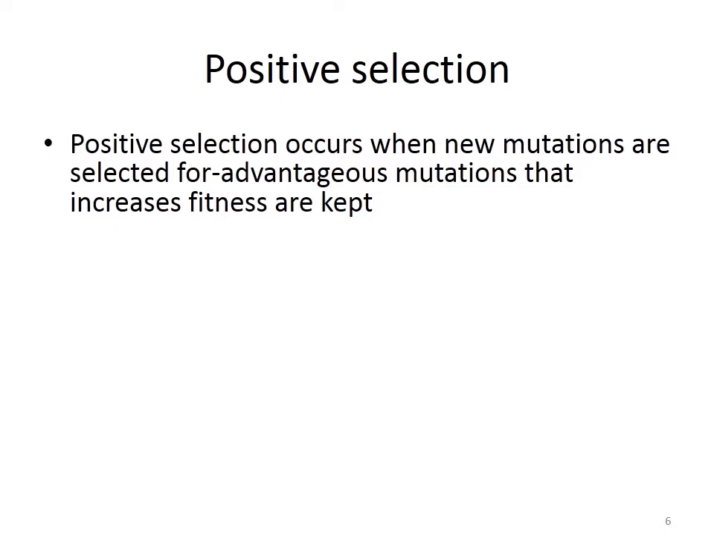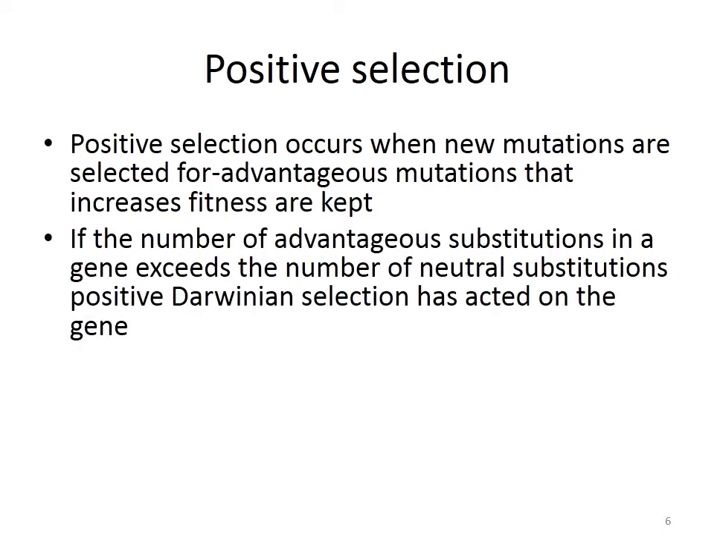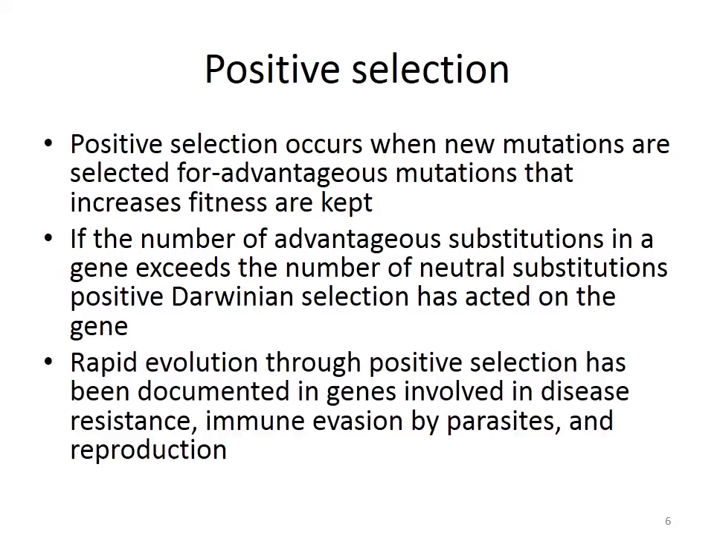Positive selection occurs when new mutations are selected for. So fitness is increased. It's an advantageous mutation, so therefore it's selected for. Positive Darwinian selection is thought to have occurred if the number of advantageous substitutions in the gene exceeds the number of neutral substitutions. You can get rapid positive selection in genes that are involved in immune evasion by parasites. Remember we talked about the Red Queen hypothesis, where the host is constantly changing the locks and the parasite is trying to find the right key. So there is rapid evolution from there.